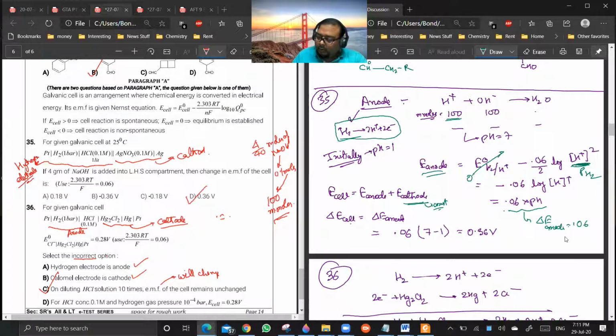0.06 into delta pH. Now you see, when you have neutralized H plus with OH minus, pH will become 7. Initially pH is 1 because it is 0.1 molar H plus. So it will be 0.06 into 7 minus 1, which is 0.36 volts.